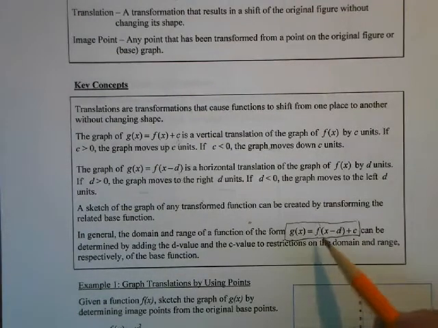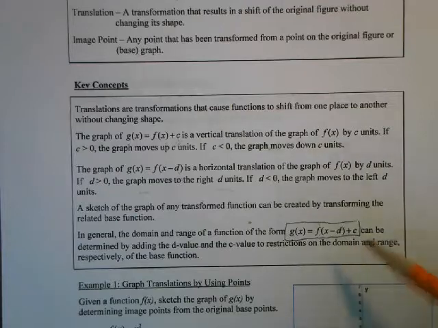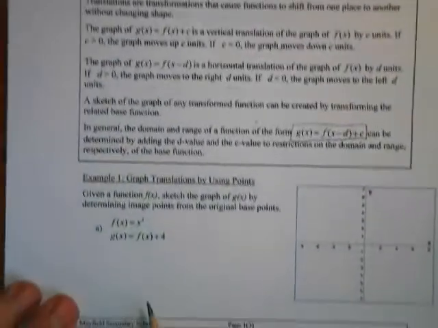It could be, the original function could have been quadratic, x squared. It could have been square root, could have been any of those five. So it's probably a little confusing right now, so I think we should do some examples just to get the hang of what's going on here.